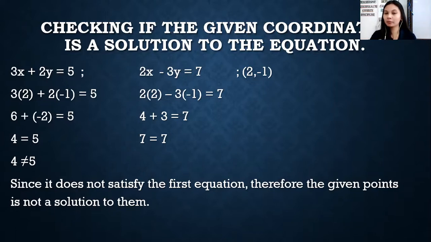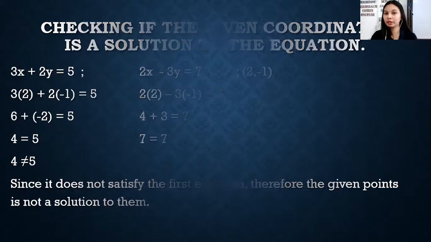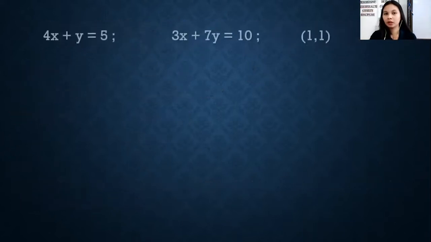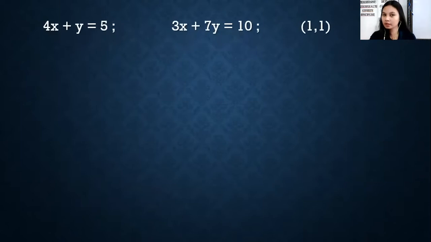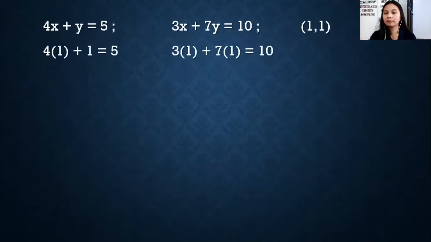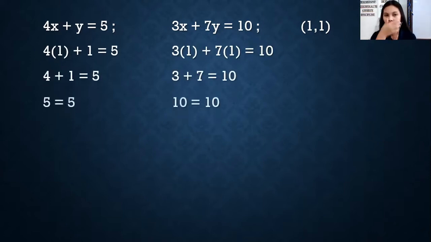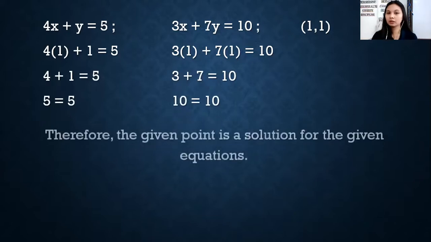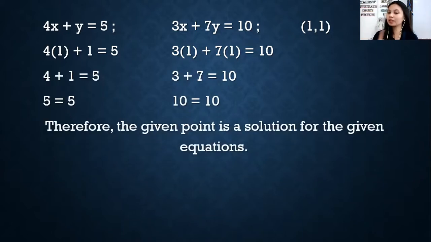Kailangan po parehong mag-satisfy kay first and second equation para ma-consider natin na it is a solution for the given equations. Okay? Just like for this next example. So, we have this given example, and then substitute the coordinates or the points positive 1 and positive 1. Ayan siya. Okay? So, as you can see, nag-satisfy pareho. Therefore, the given point is a solution for the given equations.